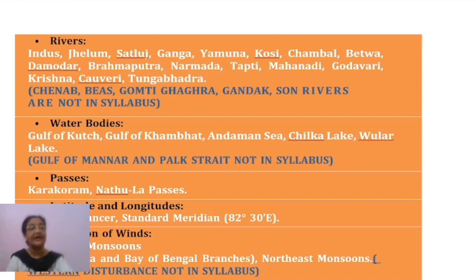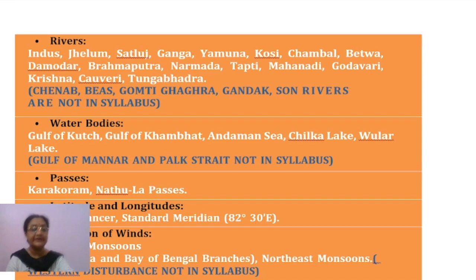And which all have been taken out? You can note it down. Chenab is not there, Beas is not there, then Gomti, Ghagra, Gandak and Son. All these rivers are not there in the syllabus this time. I hope this is clear to you.